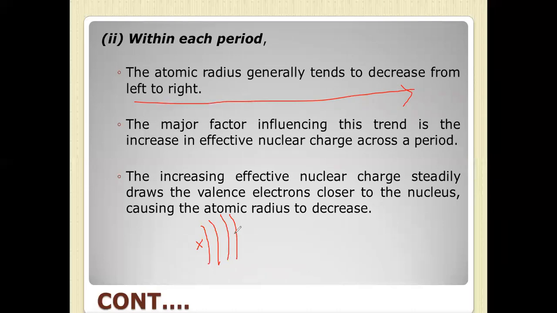The attraction between the valence electrons and the nucleus will be high, steadily increasing. For that reason, the atom becomes a little smaller, it shrinks, so the electrons come closer. For that reason, your atomic radius along the period is decreasing. This is the term, right?